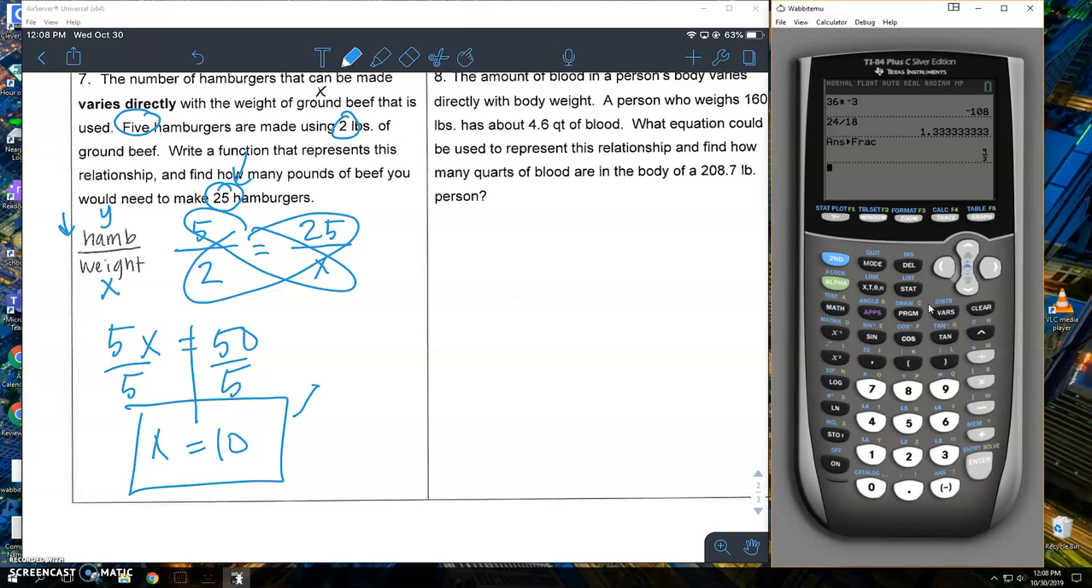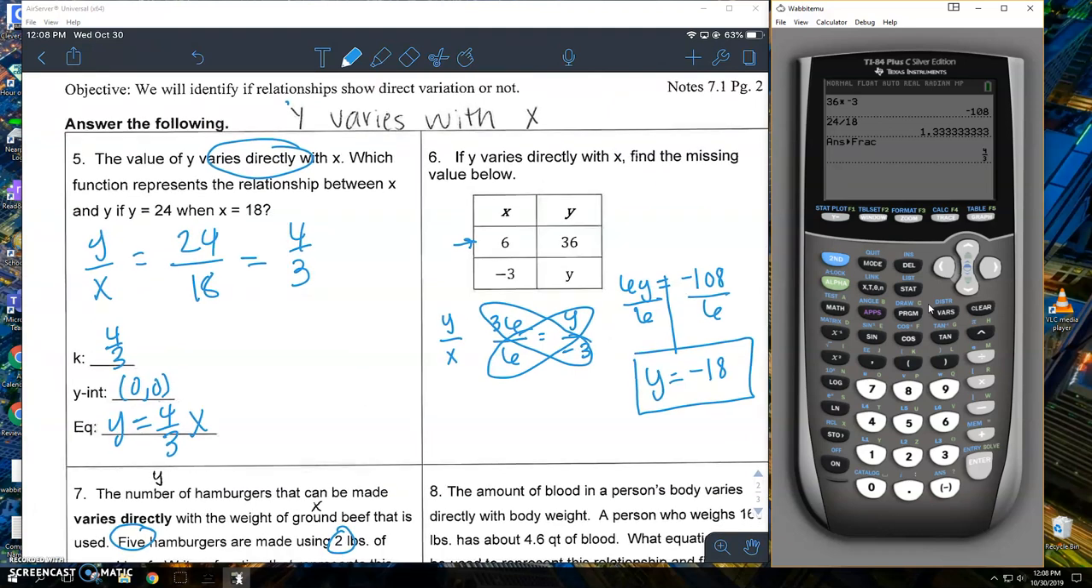To take that a step further, if I needed to, looking here, I have my y over x, so I automatically have my k. So that's my k value. So if I wanted to write an equation, it would be y equals 5/2 x, because y over x gives me my k value, just like we did on number 5. Y over x gave us 4/3, which was our k value.